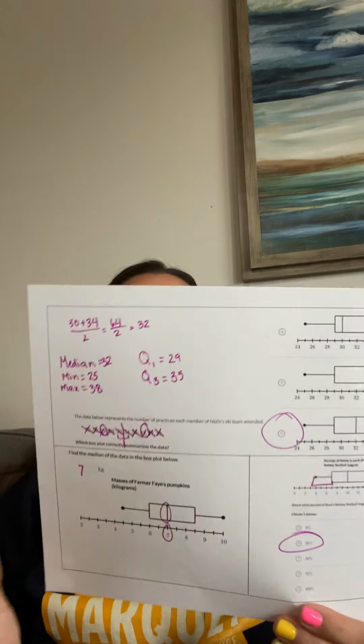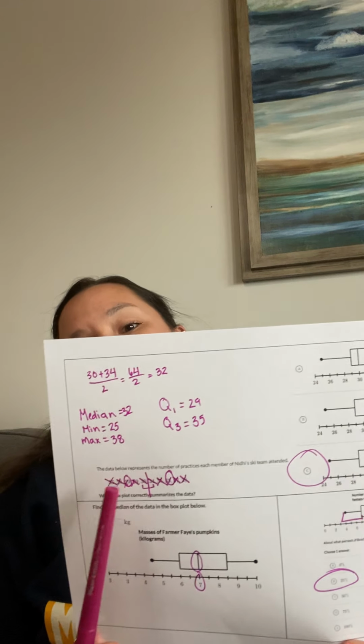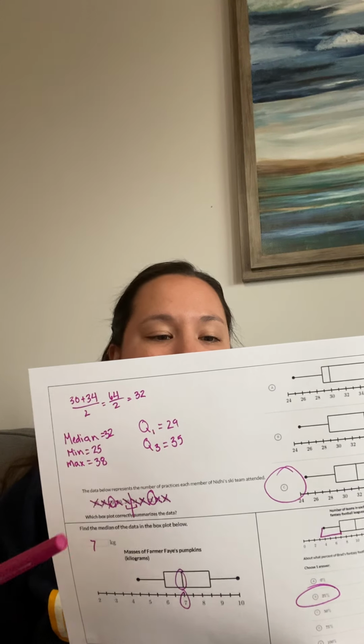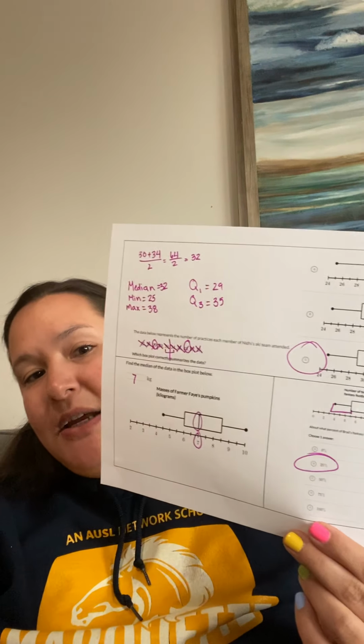All right, box plots. We just went over this, right? We know how to do box plots forward and backwards. Put them in order from least to greatest. They were already in there. Find the median, minimum, maximum, Q1 and Q3, and I found that it matched up with C.